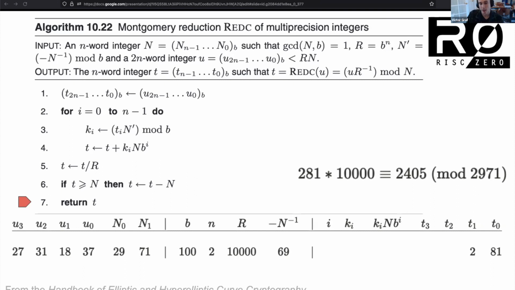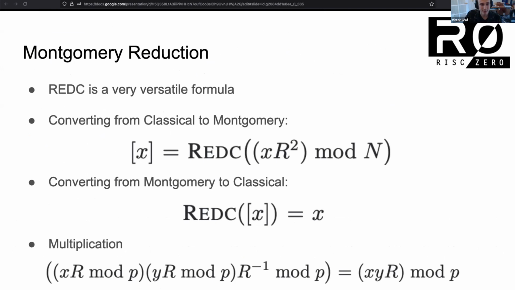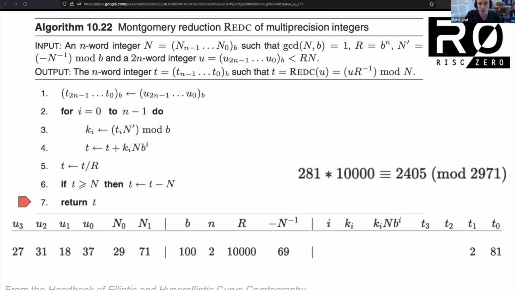But if you multiply it by R, which R is simply 10,000, and take that number modulo R prime, you get 2405, which, if you recall from the Barrett formula, is the exact same number as we got from that classical reduction formula. So this Montgomery formula really does do what it says it does. It computes this REDC(U) equals U times R inverse mod N.